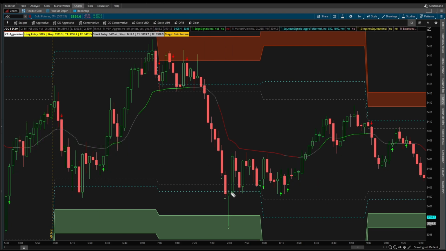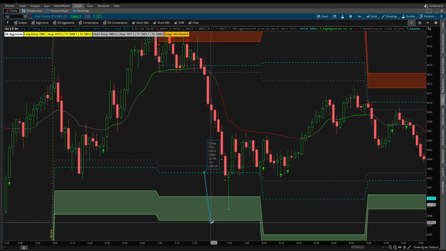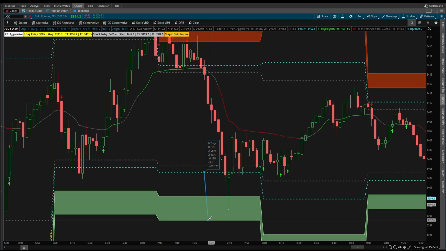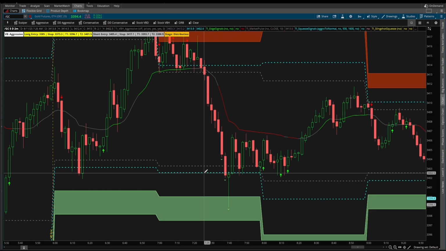Now, the second setup inside of gold, I'll admit, was a little bit harder to participate in, mostly because it was only these wicks which actually gave us the cyan line entry. The risk on this particular trade was also a little bit higher, 5.1 points of risk now that we're no longer on the scalper volatility box.